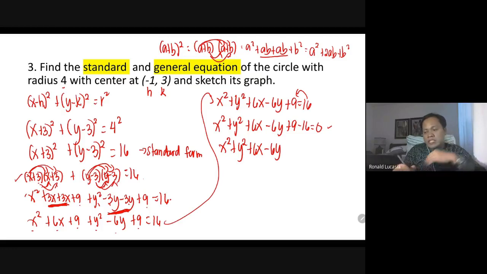9 minus 16 is equal to what? Negative 7. Am I correct? Tama, negative 7. Correct? Okay. That's the general form now.